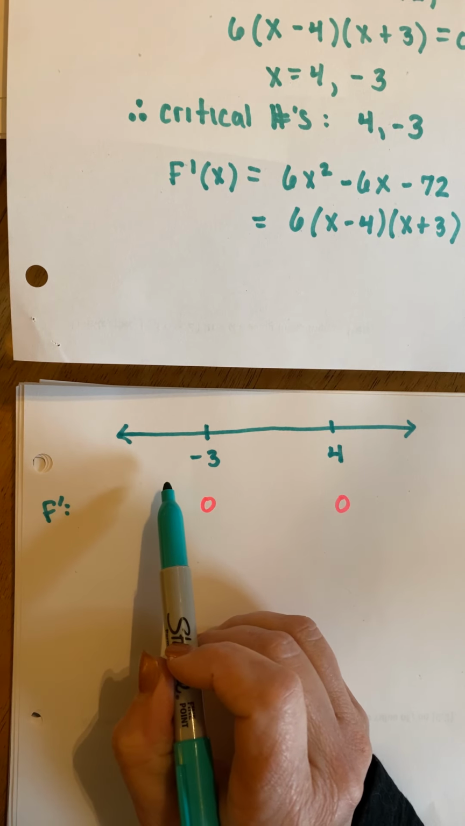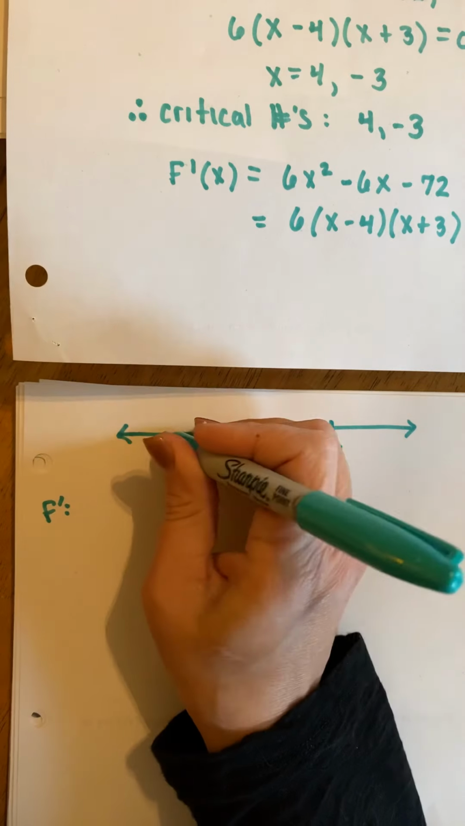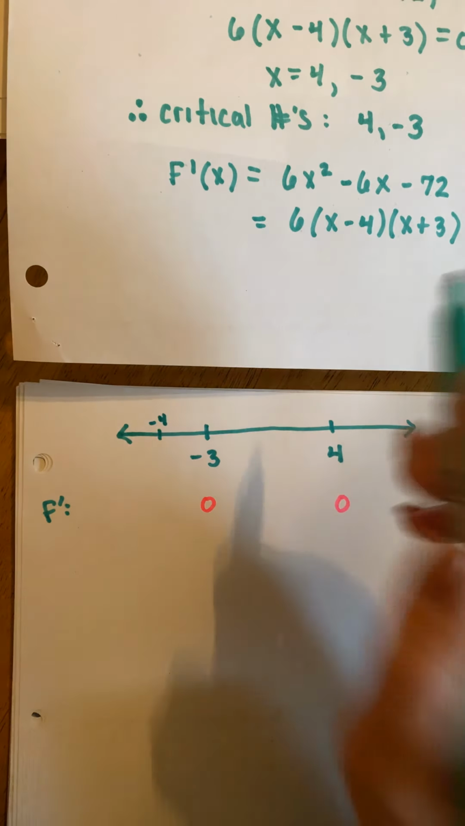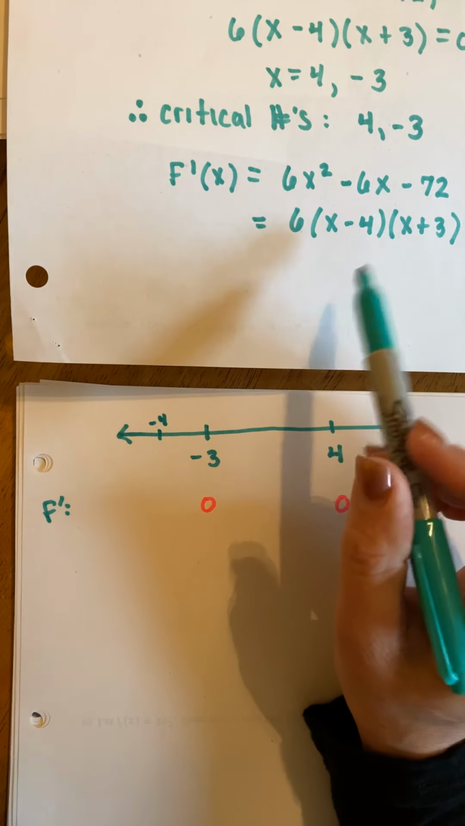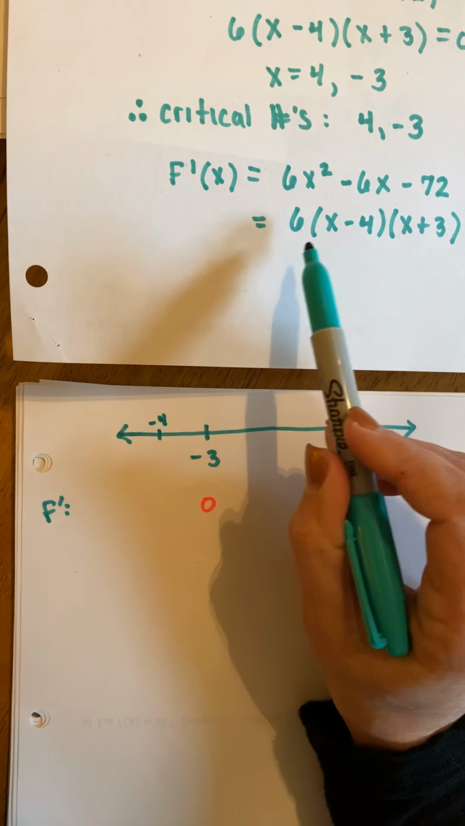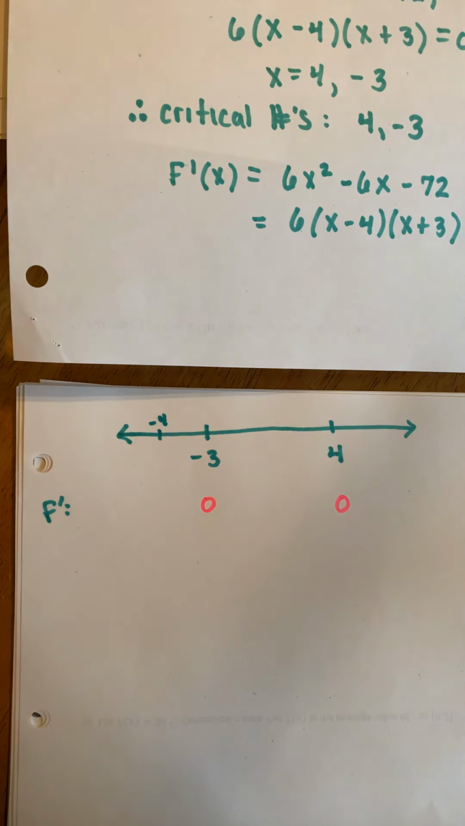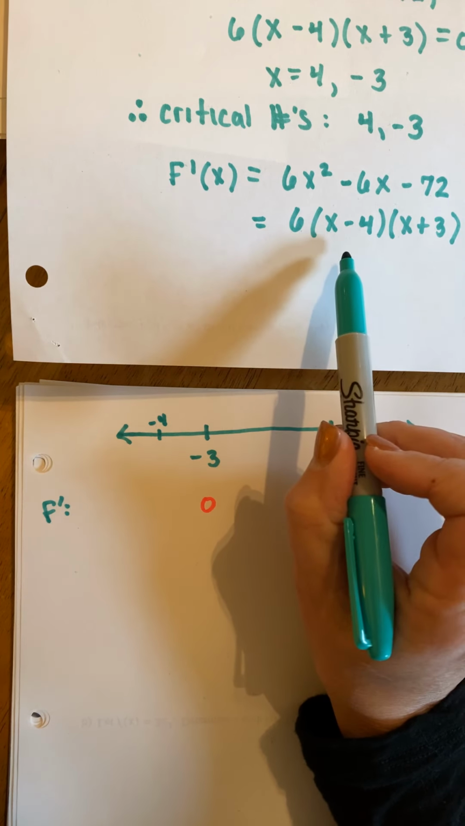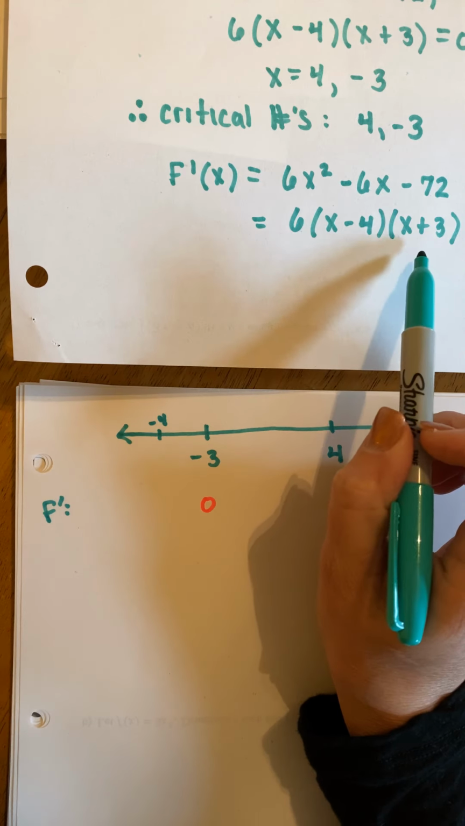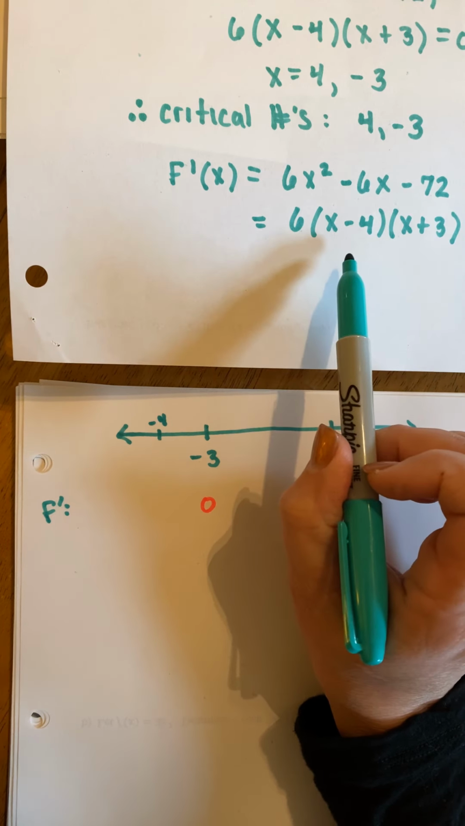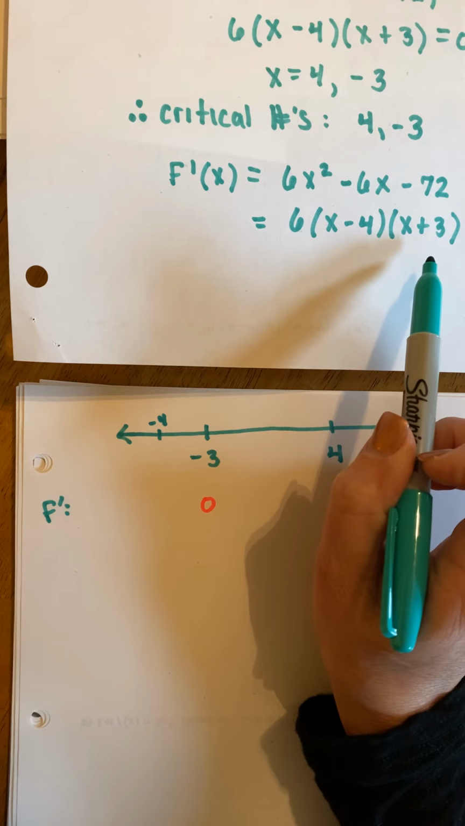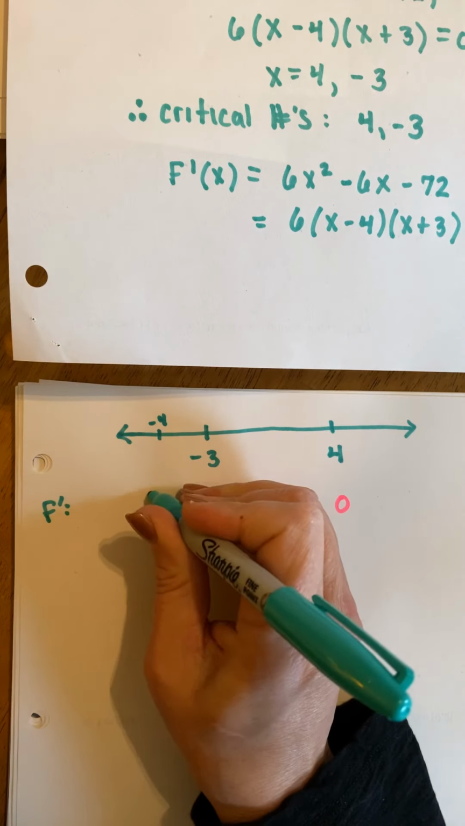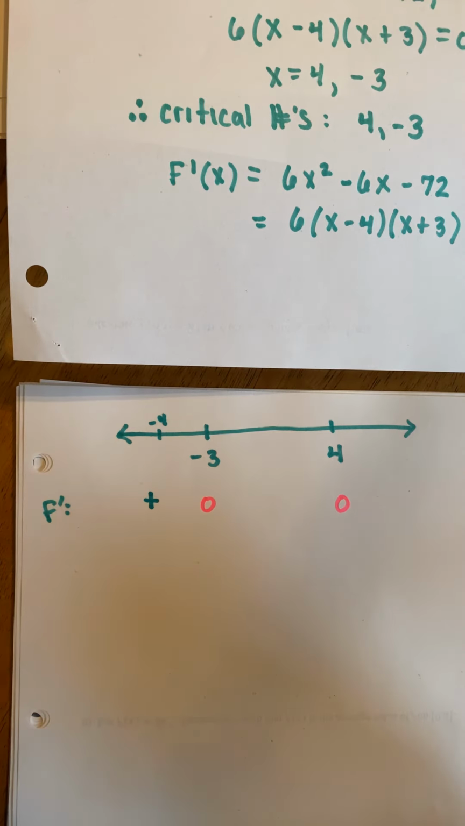Let's say -4, for example. So I'm just going to stick in -4. If I stick in -4, all I care about, the value is irrelevant. What is relevant is is it positive or negative. So if I stick -4 in here, I get 6 times -8 times -1, and that produces a positive result. So all I care about is that to the left of -3, the derivative is positive.